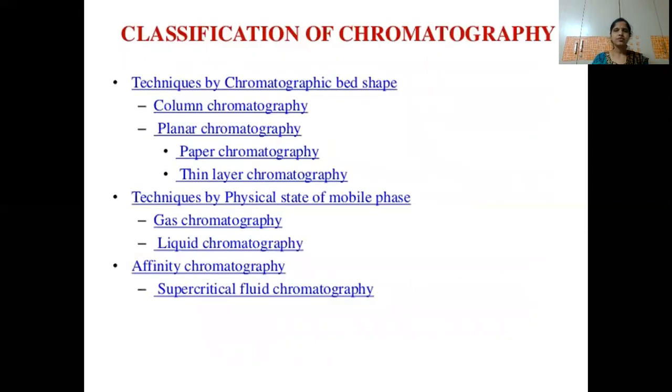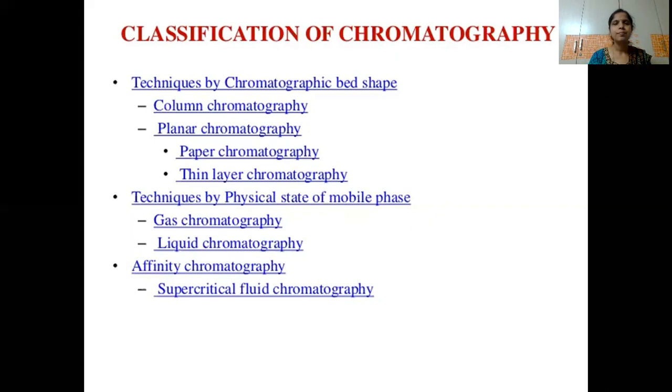Then we'll see the classification of chromatography. This classification is based on the techniques by chromatographic bed shape. That means how the stationary phase is being loaded. Suppose if it is loaded in the column, then it is known as column chromatography. If it is sprayed on a plane, then it is planar chromatography. Under planar chromatography, we come across 2 different techniques: paper chromatography and thin layer chromatography. In paper chromatography and TLC, that is thin layer chromatography, the adsorbent is sprayed on the plane.